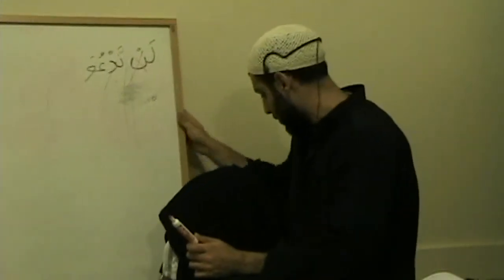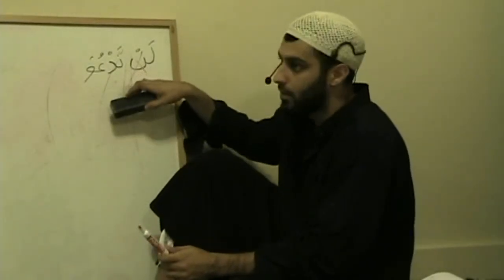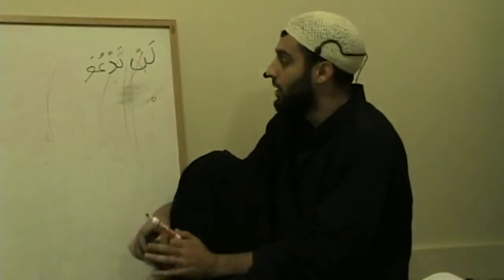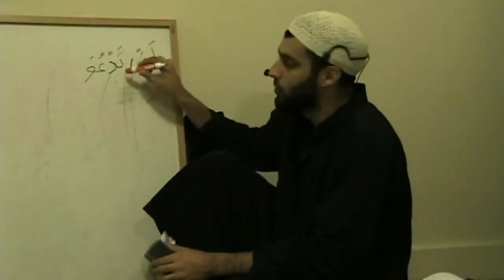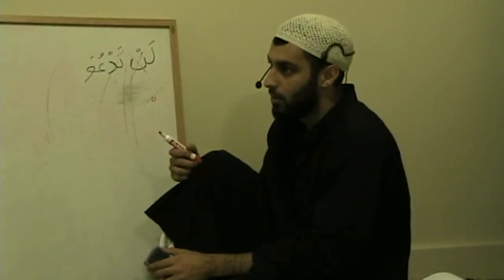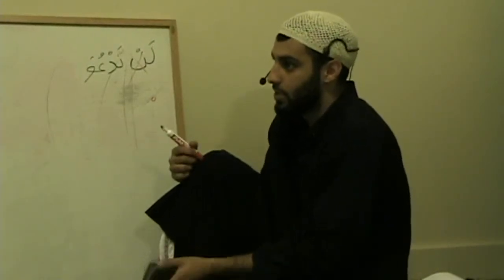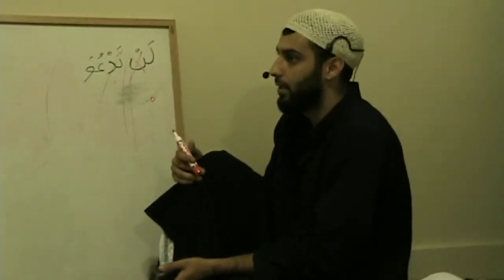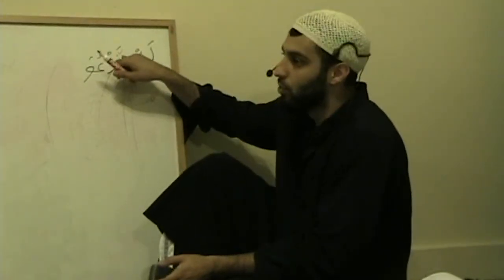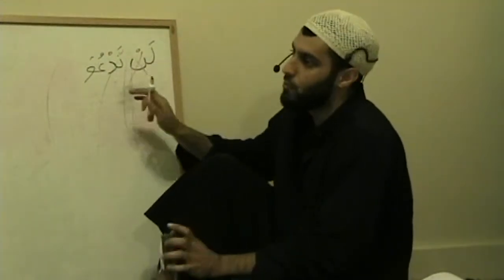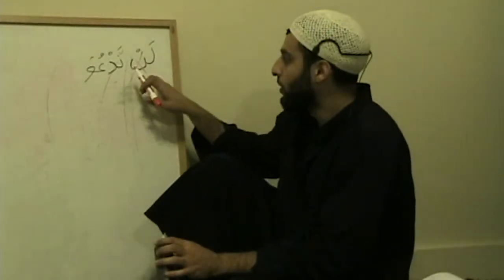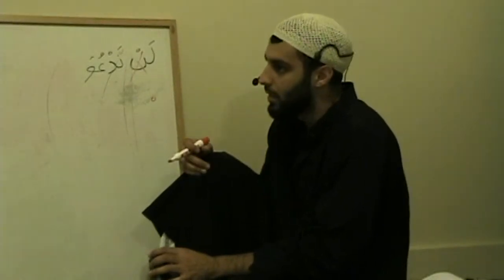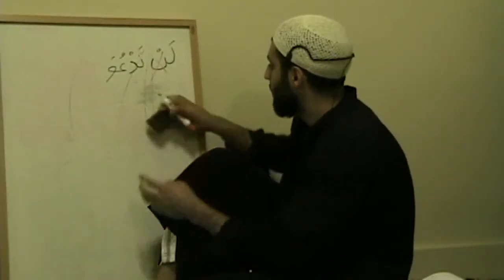Okay, so good. There's a noon sakin followed by another noon. We're doing idgham with ghunna. So how do you combine a noon with another noon? You just put a shadda on it. You can't say anything else. So you just say lan nad'uwa and you hold it for 2 beats. Anytime you have a noon shadda or a meem shadda, you hold it for 2 beats. That's the rule. So here we would say lan nad'uwa. Try it.